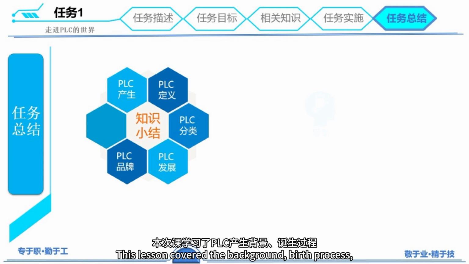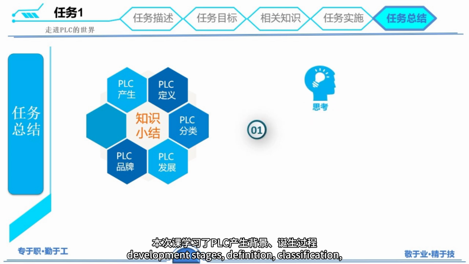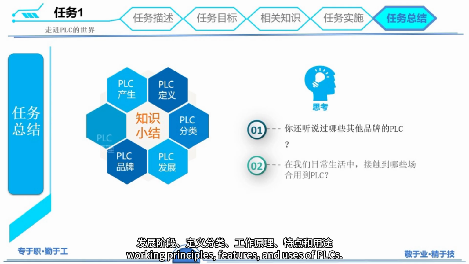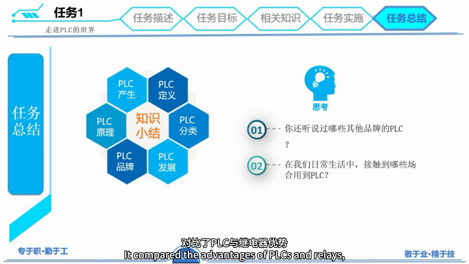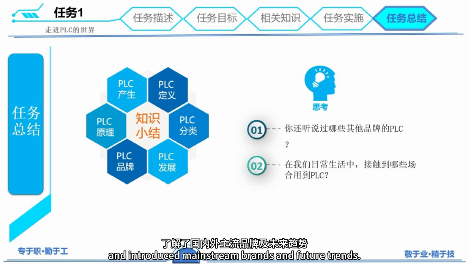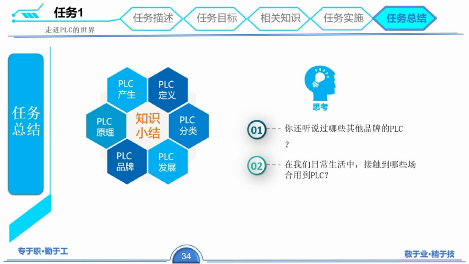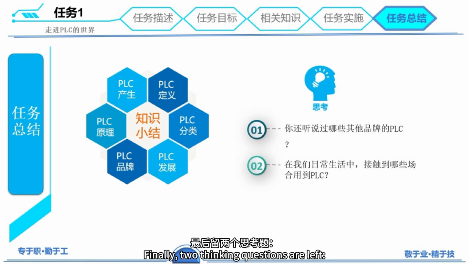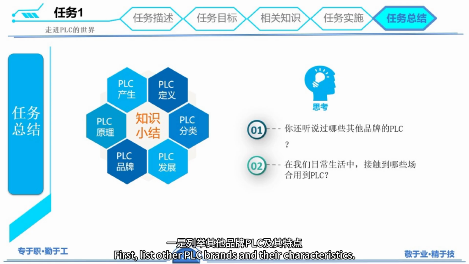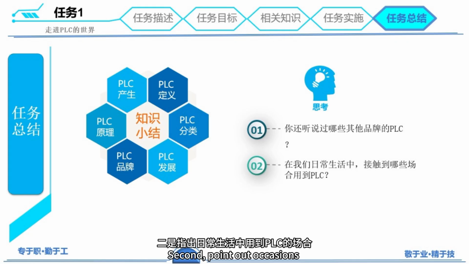This lesson covered the background, birth process, development stages, definition, classification, working principles, features, and uses of PLCs. It compared the advantages of PLCs and relays, and introduced mainstream brands and future trends. Finally, 2 thinking questions are left. First, list other PLC brands and their characteristics. Second, point out occasions where PLCs are used in daily life.